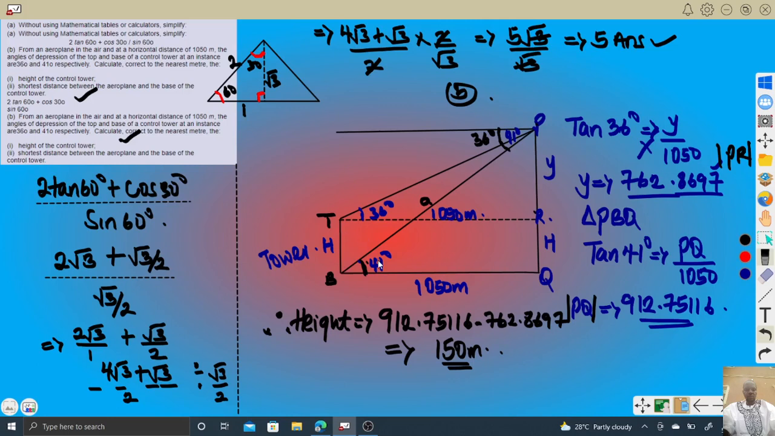Okay, shortest distance. I love this question. It should be adjacent over hypotenuse, which is cos. So cos 41 is equal to the shortest distance A over the longest length here. Or basically I can just do it directly, not to waste time. The question says the shortest distance between the aeroplane and the base of the tower. This is the base of the tower, this is the aeroplane. So please be careful about this question.